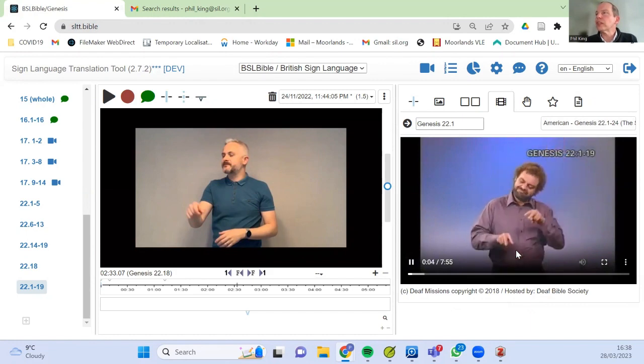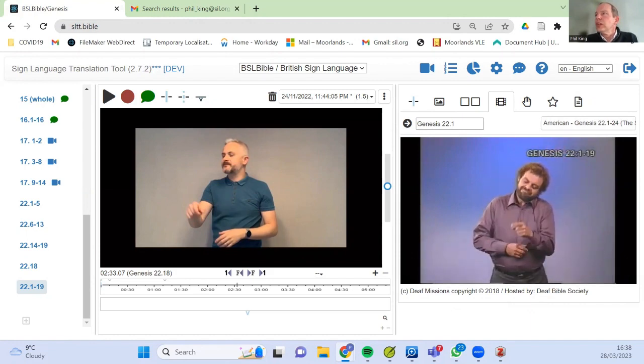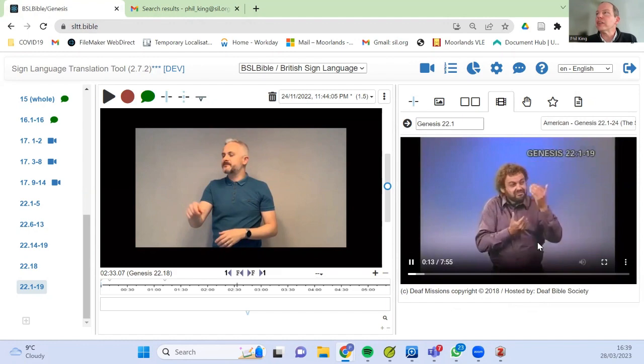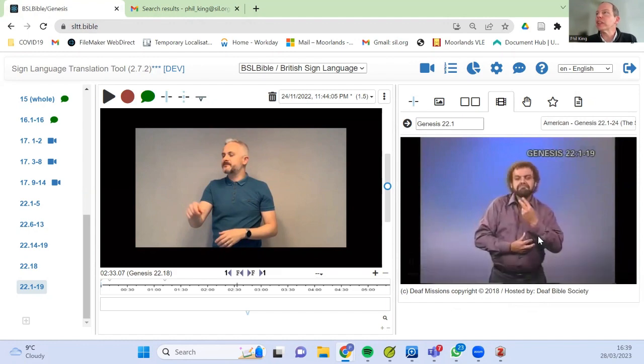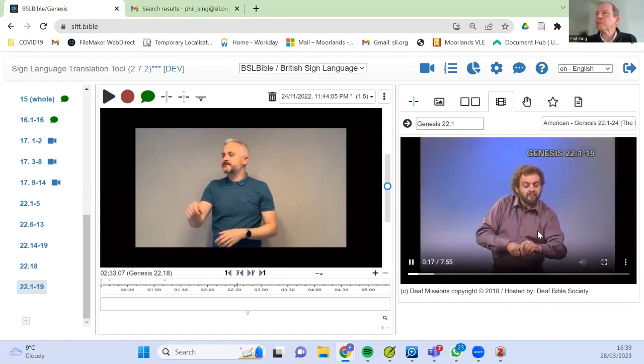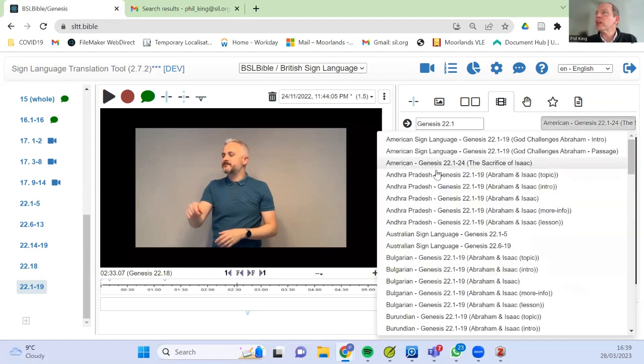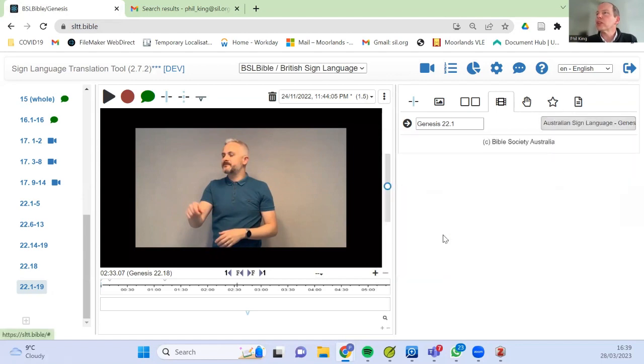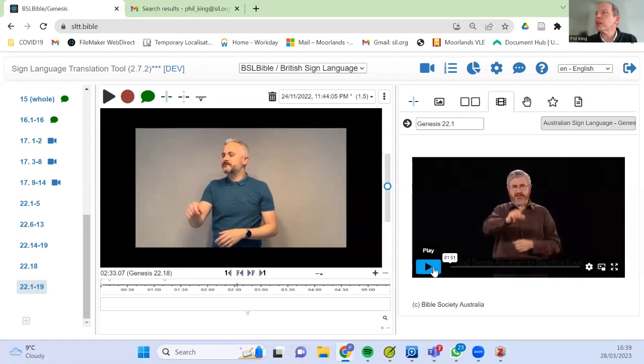See, it's sometime later, and God looked at Abraham there. He's going to test him. I presume. I don't speak American Sign Language, but I can follow some of it. And this is the point where God's going to address him. So you'll see there that God just tapped Abraham on the shoulder, and then Abraham turned and looked at him. God didn't use his name there. We could compare this with Australian Sign Language, for example, and see what they did there.